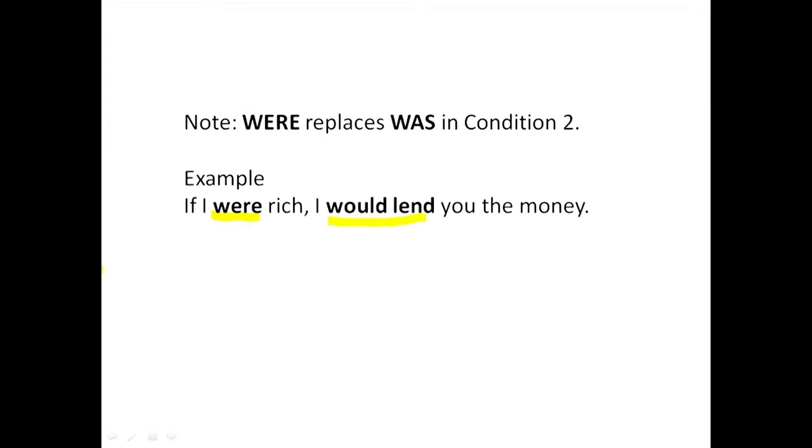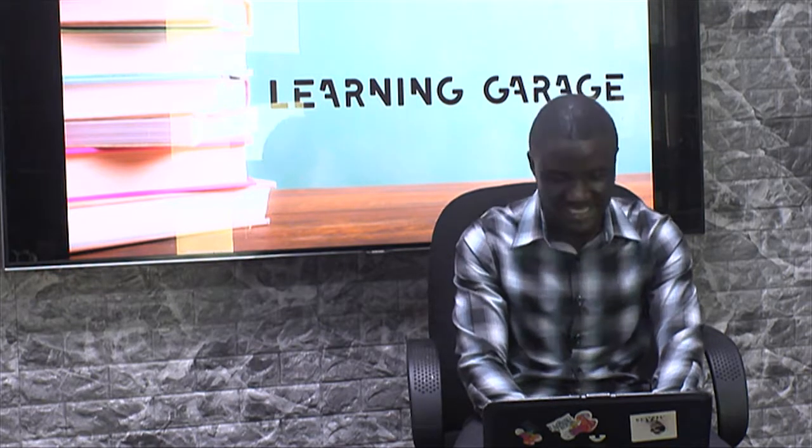You don't say will lend. If I were rich, I will lend? No. If I were rich, I would lend you the money, for instance. That is, of course, condition 2. Please, pay attention to the structure. I am being so keen about you having time with the structure. It's very essential. Grammar is all about structure and usage.